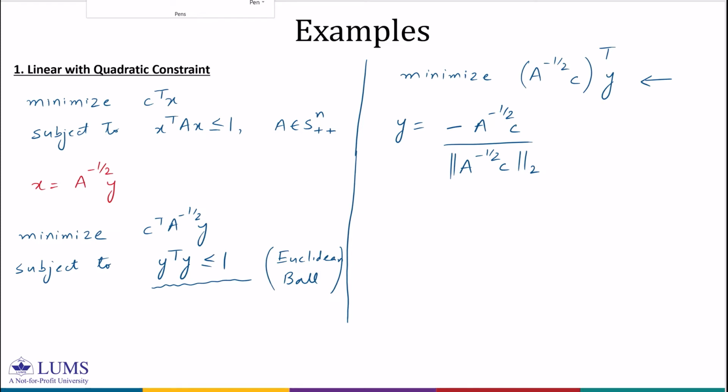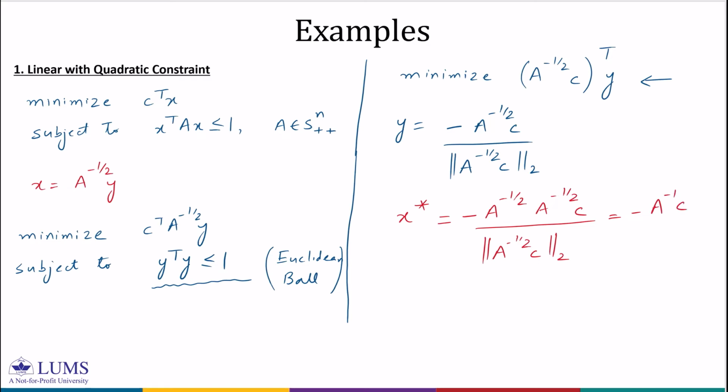And we can find x by back substituting y. X would be, or call it x star, the optimal x that minimizes the objective function. X star would be given by A minus 1 by 2 times minus A minus 1 by 2 c divided by the norm of A minus 1 by 2 c, and it is given by minus A inverse c divided by the norm of A minus 1 by 2 c.